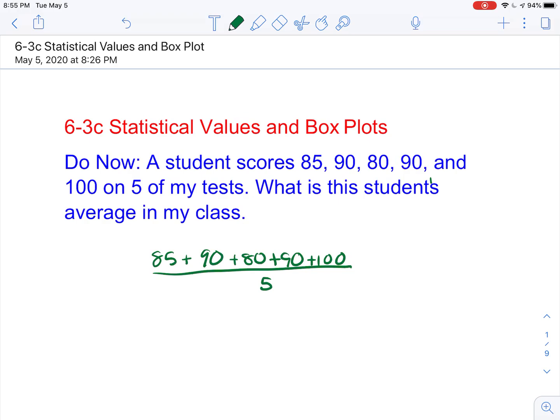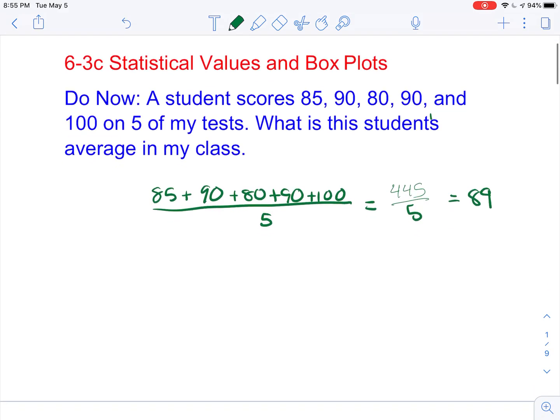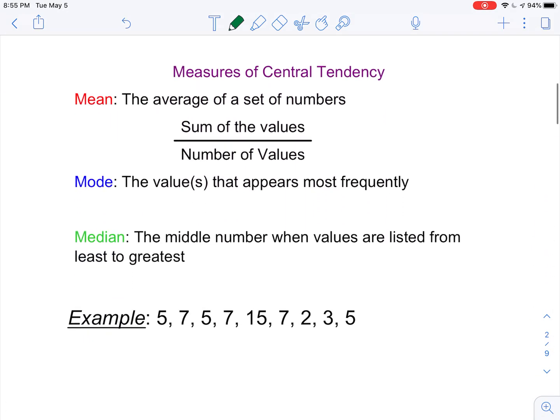So we do that by adding up all the test scores and dividing it by the total number of values in the set, which in this case is 5. Now, when we do that, we get an 89. So this student with those test scores should be expecting an 89 average on their report card, assuming there's no homework or anything else averaged into the grade.